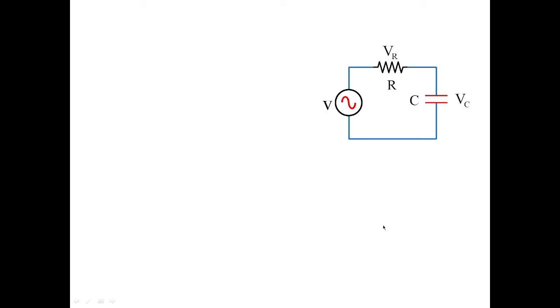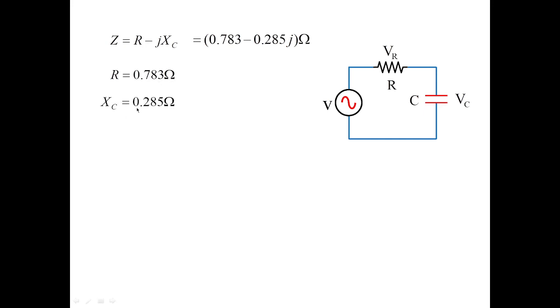Now we have concluded that the given problem is an RC series circuit supplied with AC input, and Z is equal to R minus jXC, and the values which we got in terms of rectangular form is 0.783 minus 0.285 j ohms. Now what are the things which we require? We require XC. So XC is the reactance of the circuit. R is the real component of the circuit, that is resistance 0.783 ohms, and reactance is 0.285 ohms. So this is our first requirement.